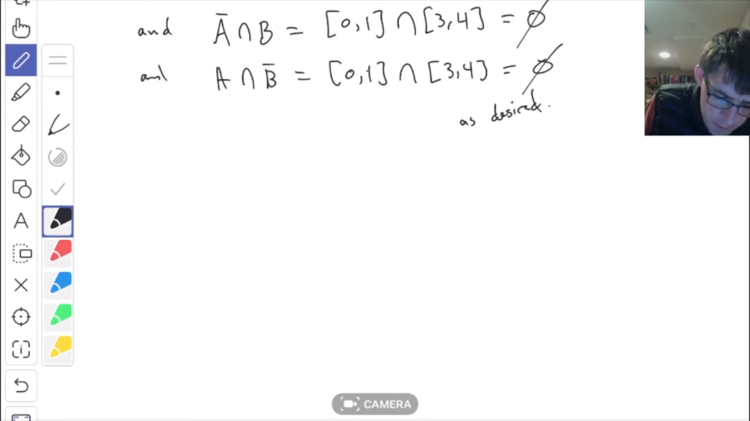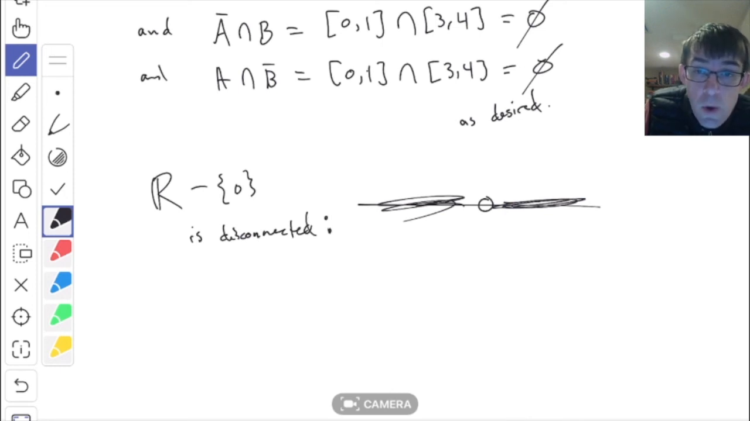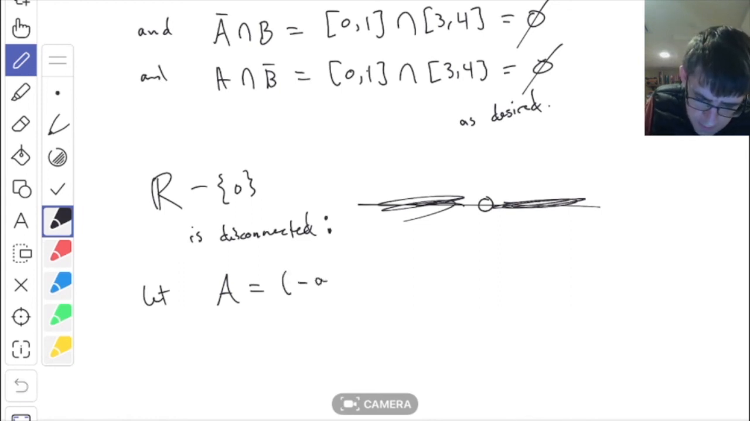How about this example: R minus the origin, or R minus 0. That is everything except the 0, and it is disconnected. Let's see if we can demonstrate that. You have to tell me what the A and the B are. What are the two halves of this set that you're trying to break it into? They don't have to be exact halves. They're just two pieces that you break the set into. What do you think? I think this one also is kind of obvious. I should take the part on the left, minus infinity to 0, and then B should be the part on the right, 0 to infinity.